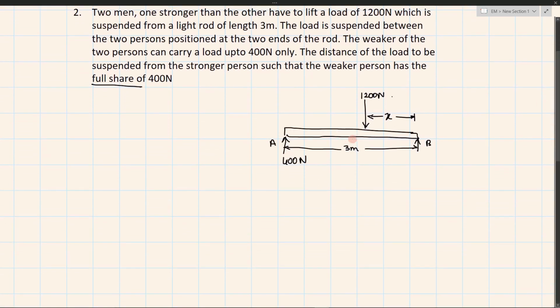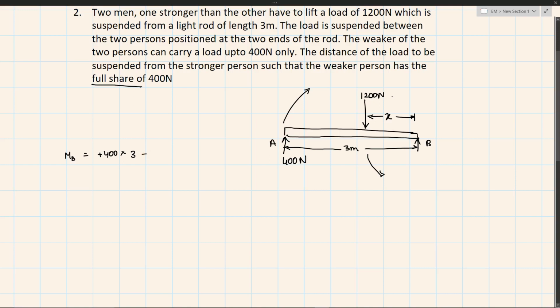So to solve this we'll have to just balance this. How to balance? We have to take the moment about B. By taking moment about B, this 400 Newton contributes in the clockwise direction, right? Because this tends to rotate the entire rod centered at B in the clockwise direction. So we'll have plus 400 into the perpendicular distance, that is 3. And the second one is 1200, that is in the reverse direction, right?